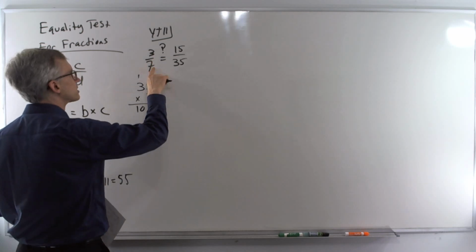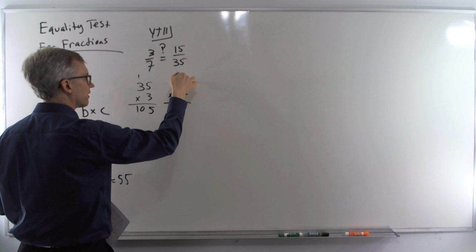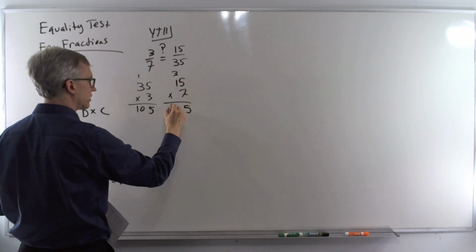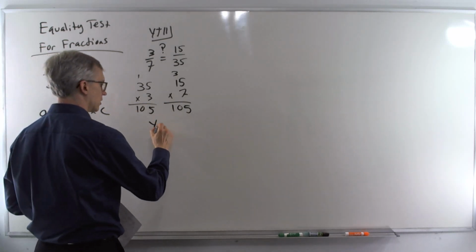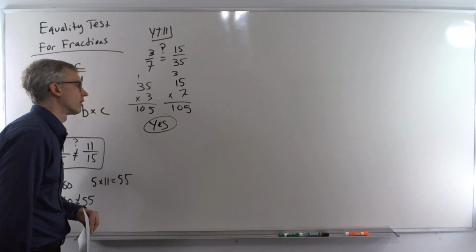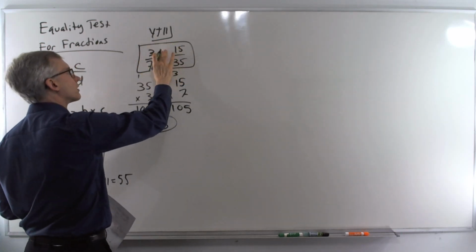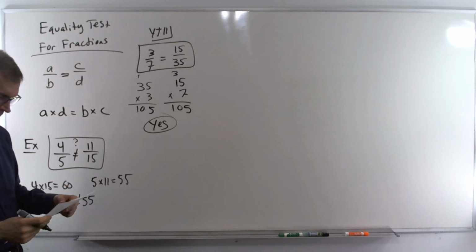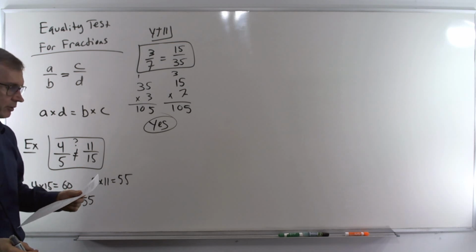All right, now we'll do 7 times 15. All right, 5 times 7, 35, carry the 3. 1 times 7 is 7, plus 3 is 10. So 105 in each case. Yes, they are equal. Get rid of that. All right, so that's one way to determine if fractions are equal.